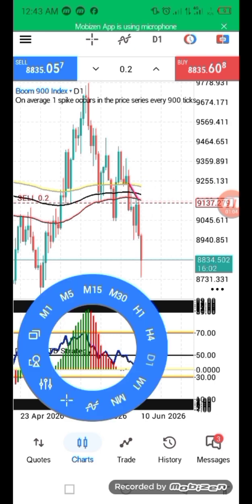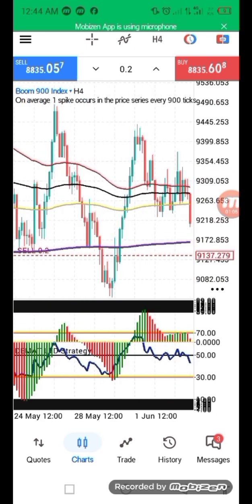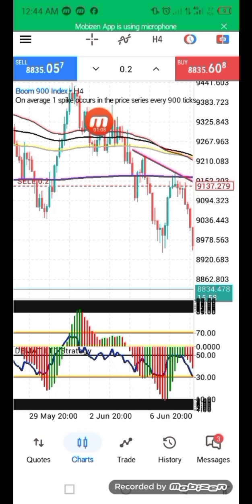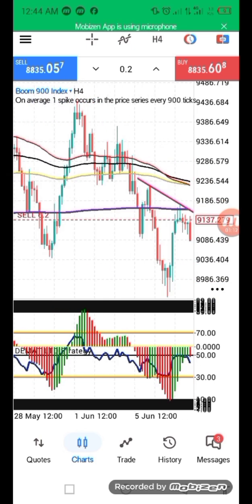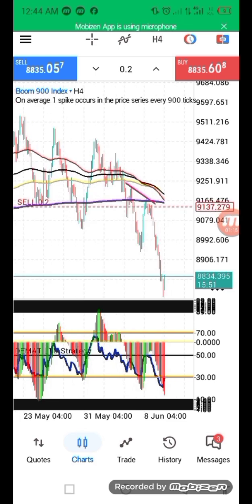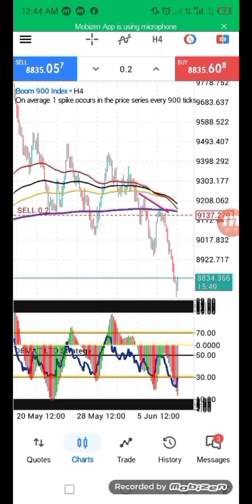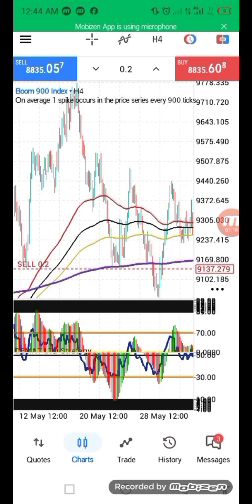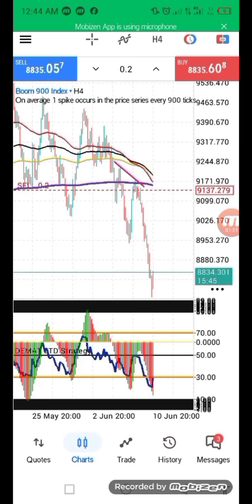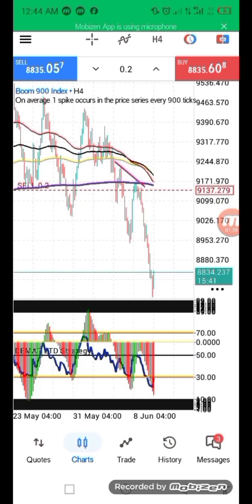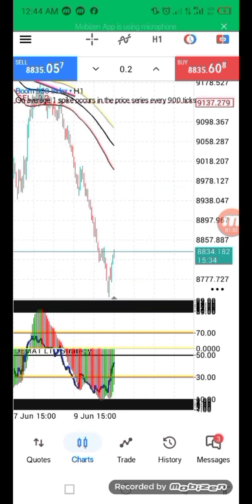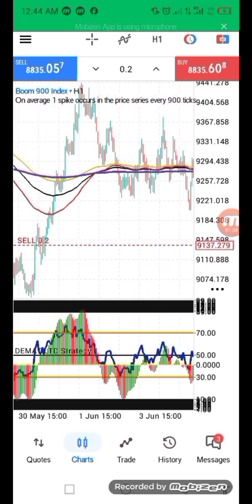If you go down to H4, you also see that it is what? Bearish. And you can also draw your trend line to ensure that the market is not overbought or oversold or in a strong support or resistance level. So the top-down analysis is not really a big deal.